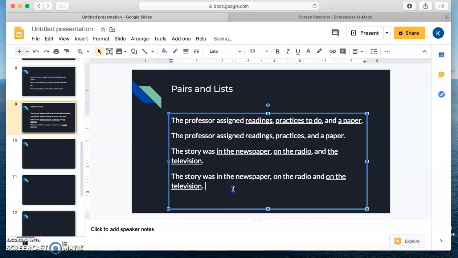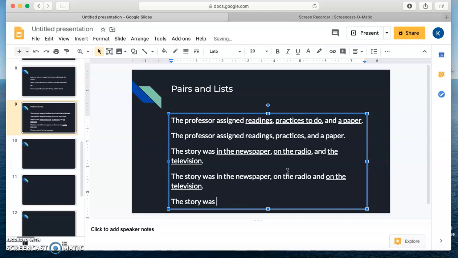to shift our preposition to the beginning. But remember, we can only make the preposition part of the stem if all of them match up. So we can't just say the story was on the newspaper, the radio, and the television. We can't say that because our prepositions don't match up.